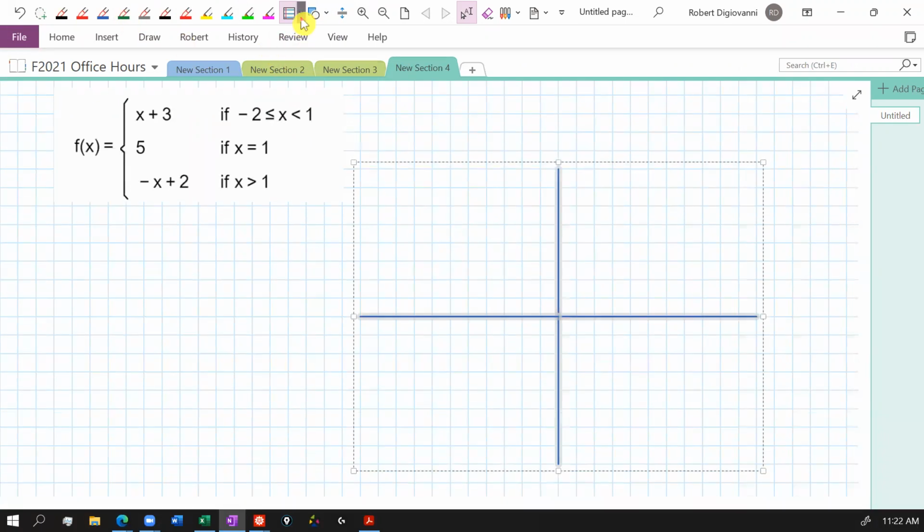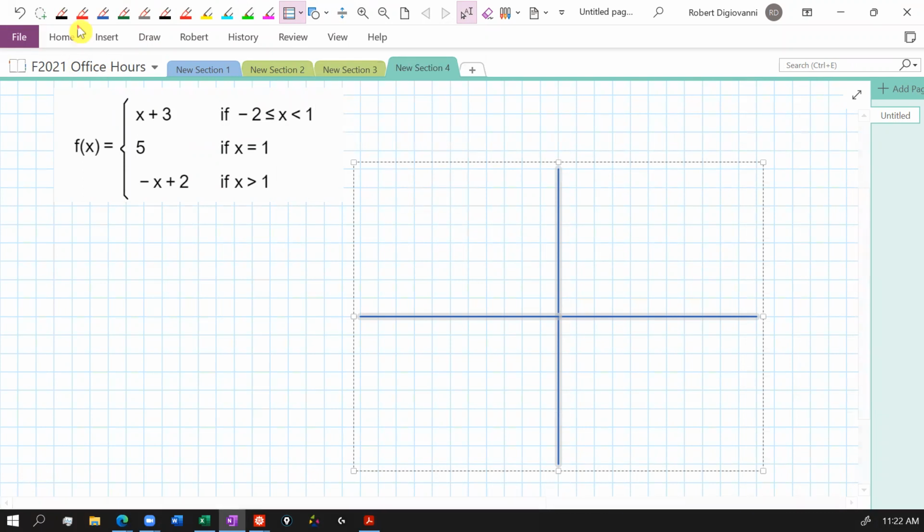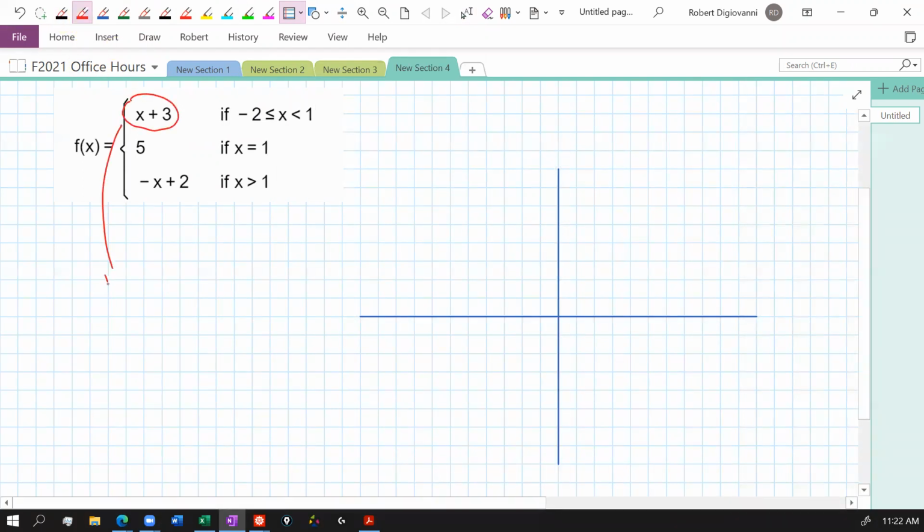And I think I want to just keep it. Okay, so let's do this first piece, x plus 3. Now we need to know that this is a line, has a slope of 1, and a y-intercept of 3. That's using the fact that it looks like y equals mx plus b. m is the number in front of x, the y-intercept is 0.